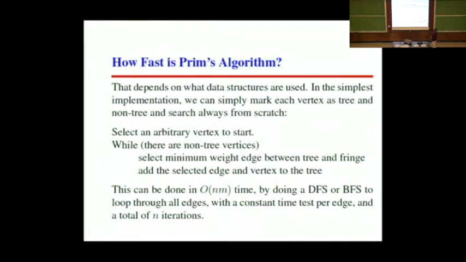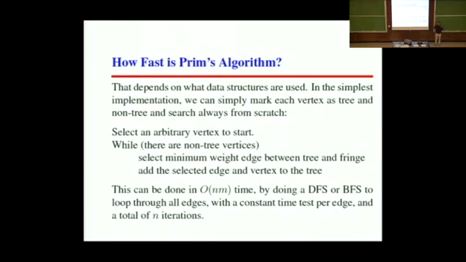It should be clear, if you do this in a brute force kind of way, as straightforward as you can, there are n iterations, because we're going to be taking one tree node at a time. And in each case, we need to find the edge of minimum weight that goes between a tree node and a non-tree node. Does everybody kind of get that idea?